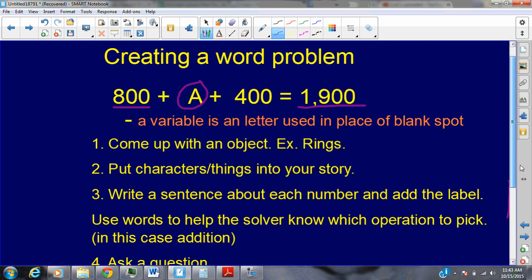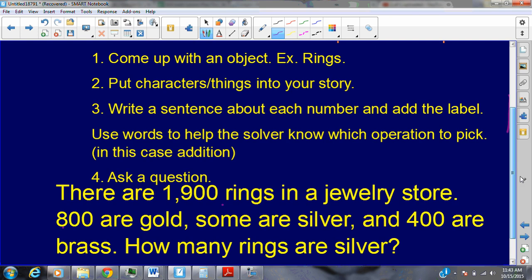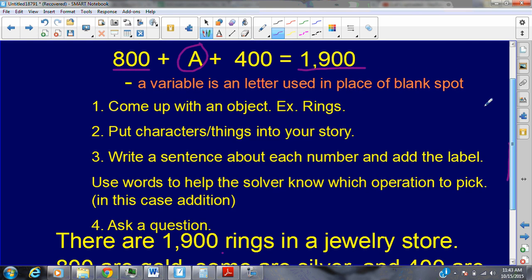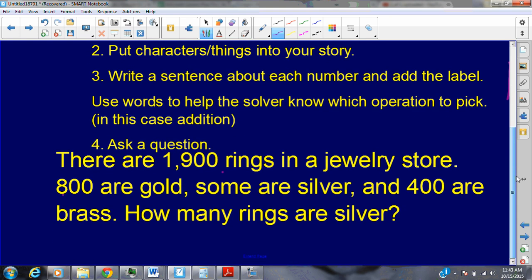So you just want to ask a question that's going to lead the problem solver to look at your problem to try to figure out the missing part of it, or what the variable is in this problem. So that's what you're going to do.